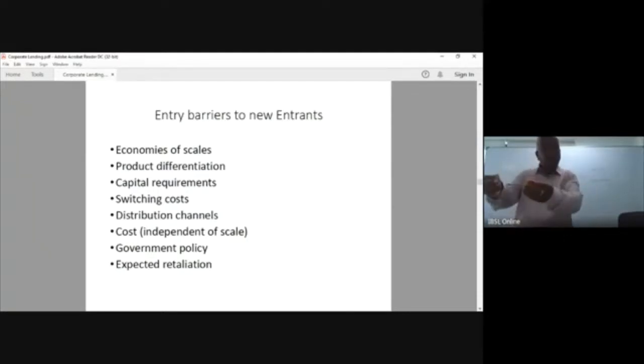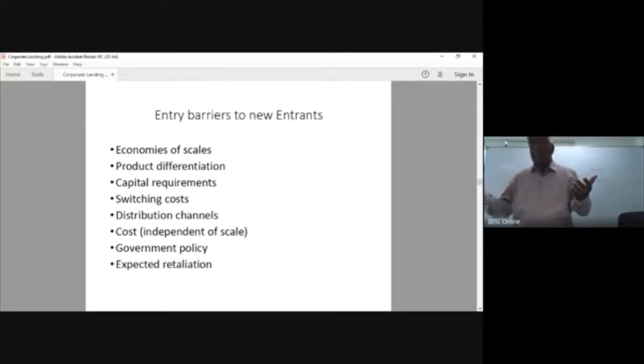Because the switching cost from changing from Dialog to Airtel was high for me, both monetary and non-monetary, I didn't change. I continue still with Dialog. So this is the switching cost. Similarly, when changing from one soap to another, people may think, if I change this soap, sometime I may get pimples, I may get rashes. People may think of switching cost like that.